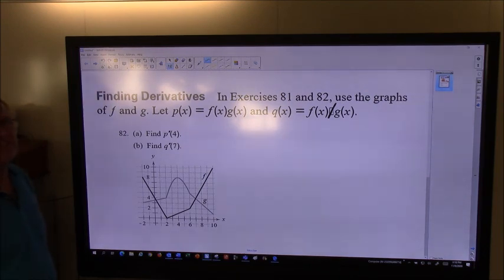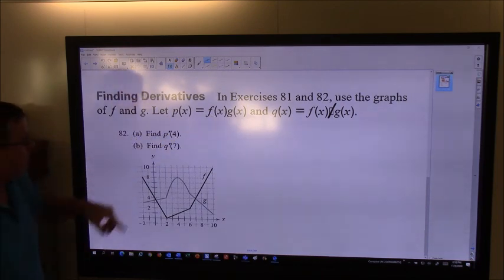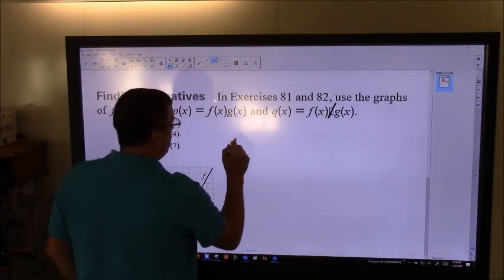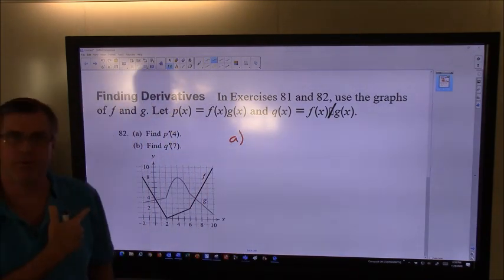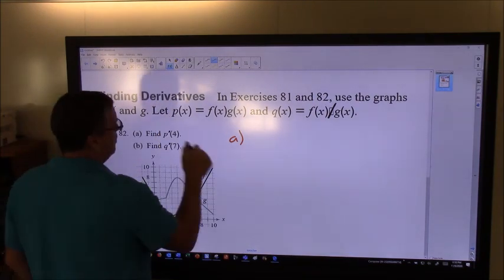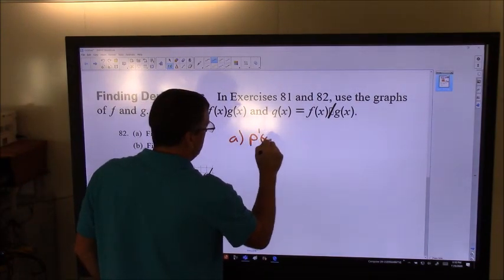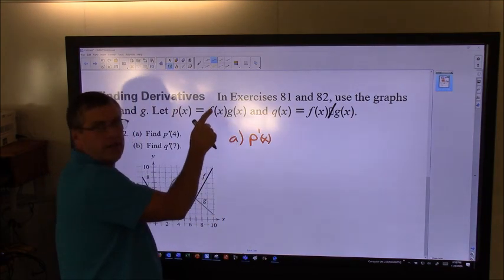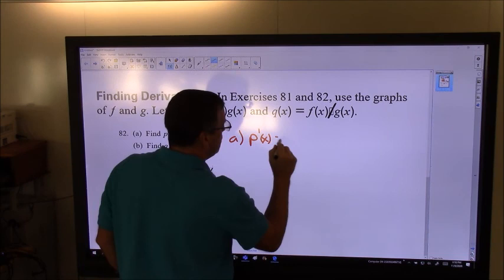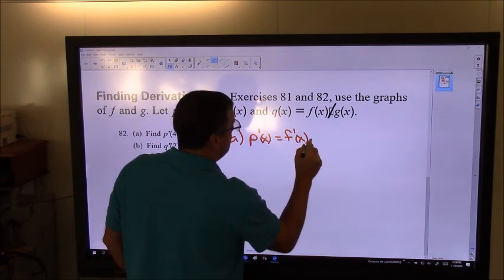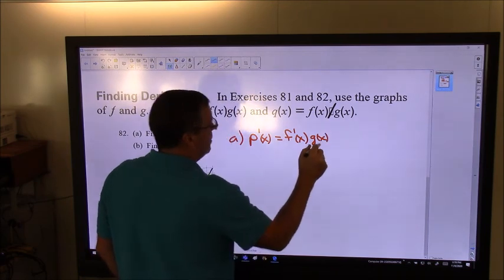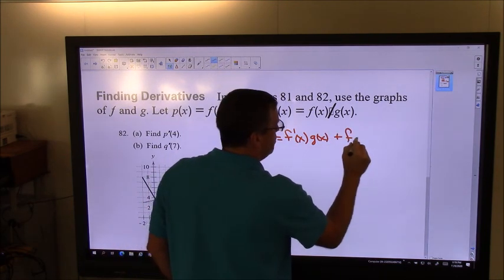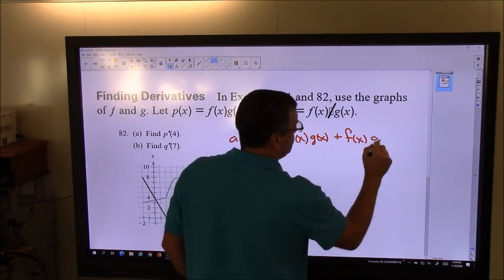How many of you guys are just staring at this going, well, we're multiplying two things, right, for p. So if I'm going to do part A, I'll show you guys how to do this and let you try part B. I know that the derivative of p, since I'm multiplying two things, I have to use the product rule. So I'm going to take the derivative of the first times the second, g of x, plus, leave the first piece the way it was, take the derivative of the second piece.